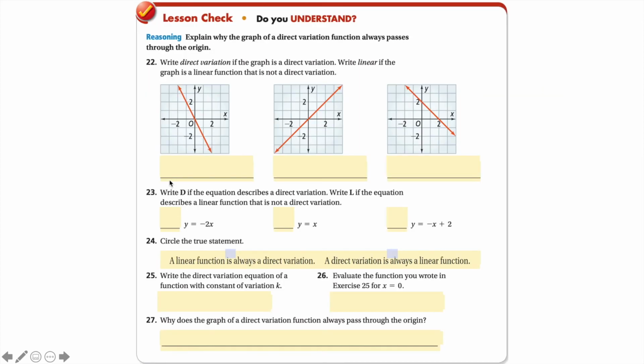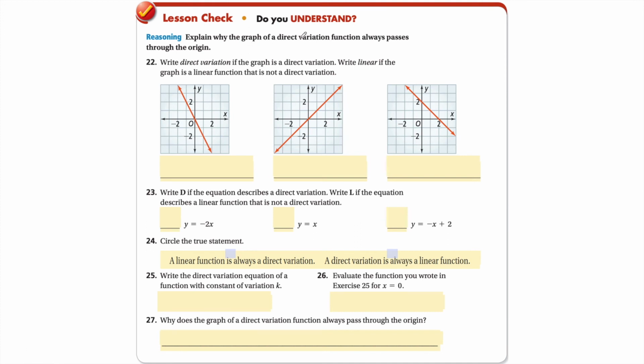Congratulations, we made it to the lesson check. We're almost done, everybody. So first, let's talk about the reasoning. We're going to explain why the graph of a direct variation function always passes through the origin. So question number 22. Write direct variation if the graph is a direct variation. Write linear if the graph is a linear function and is not a direct variation.